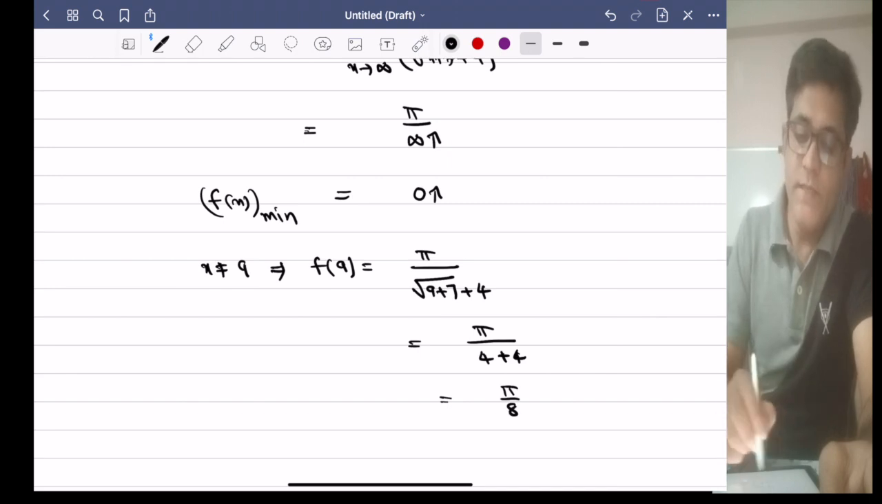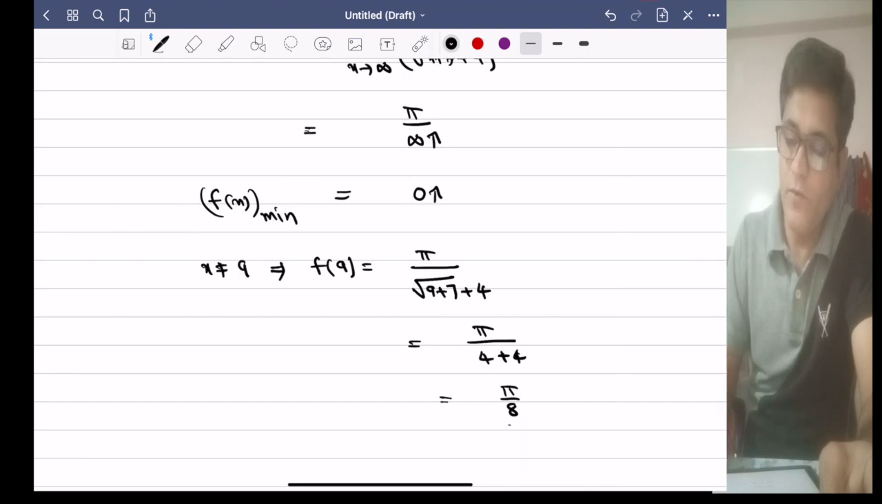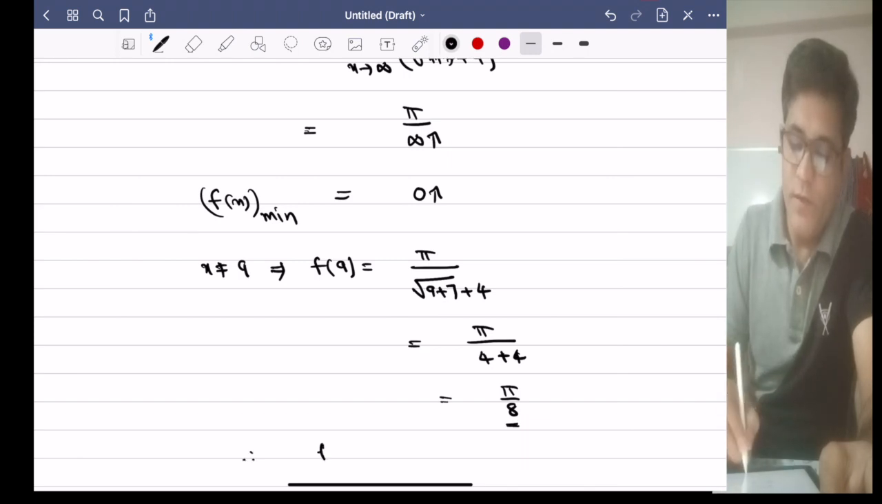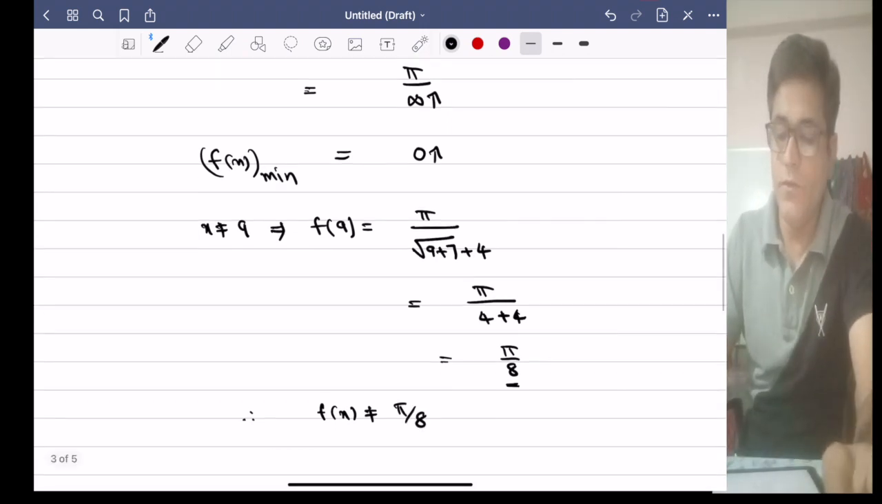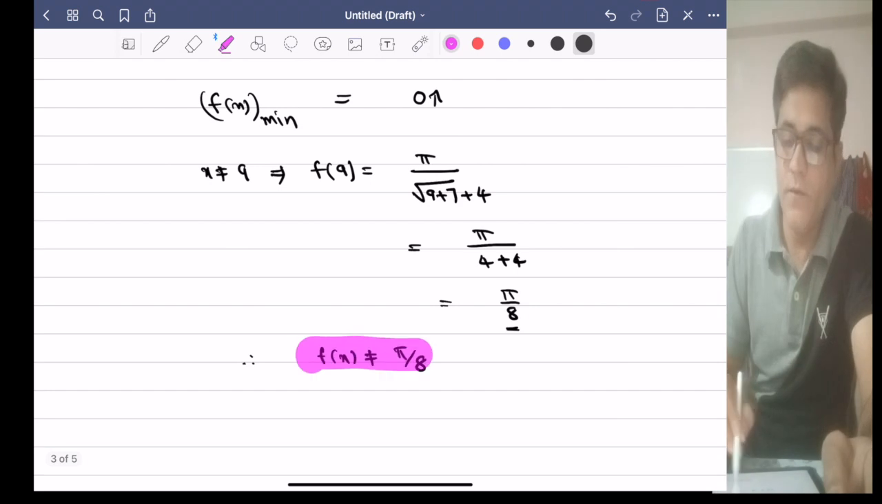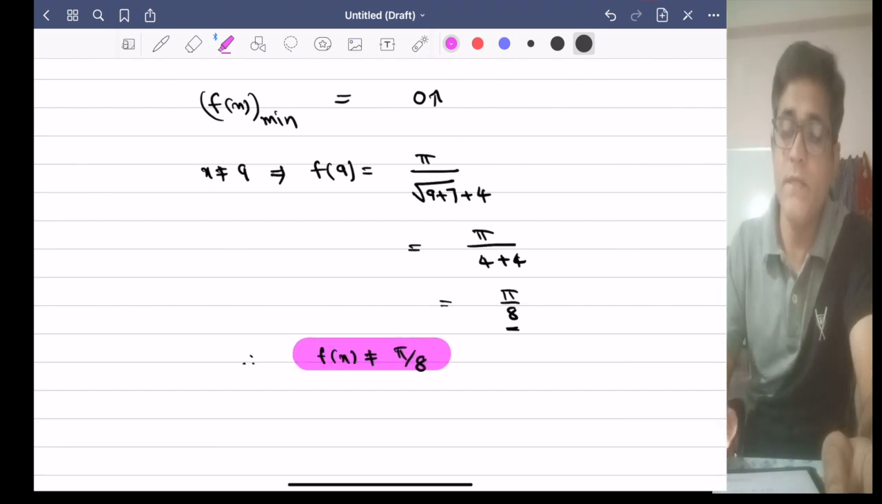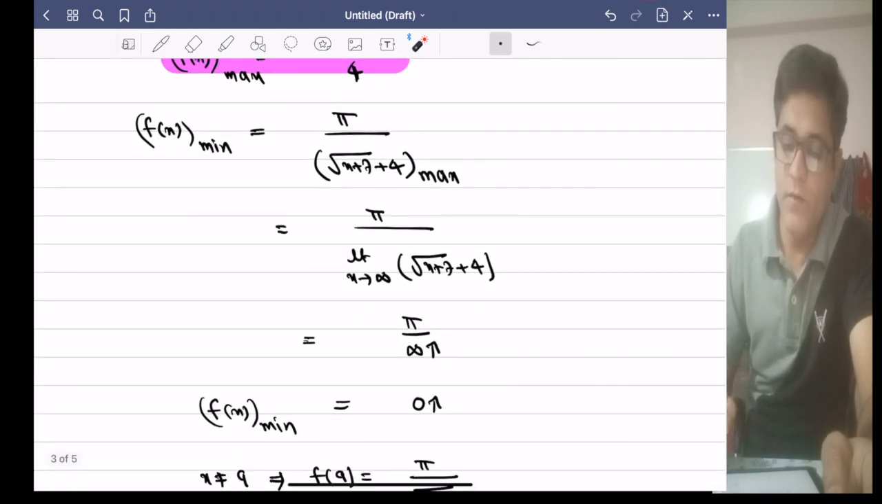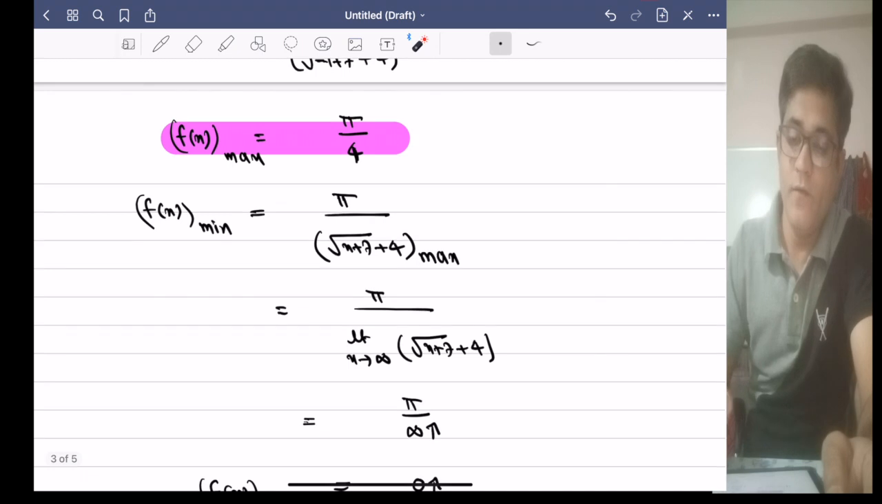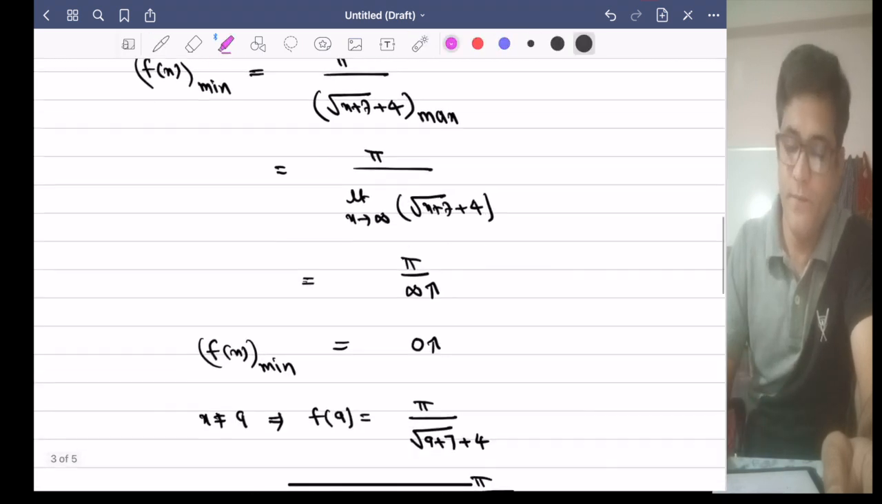So f of 9 is equal to pi by 8, therefore f of x is not equal to pi by 8, as x is not equal to 9. So here f of x is not equal to pi by 8. Therefore the range does not contain this pi by 8. Therefore our range is what? From minimum to maximum value.